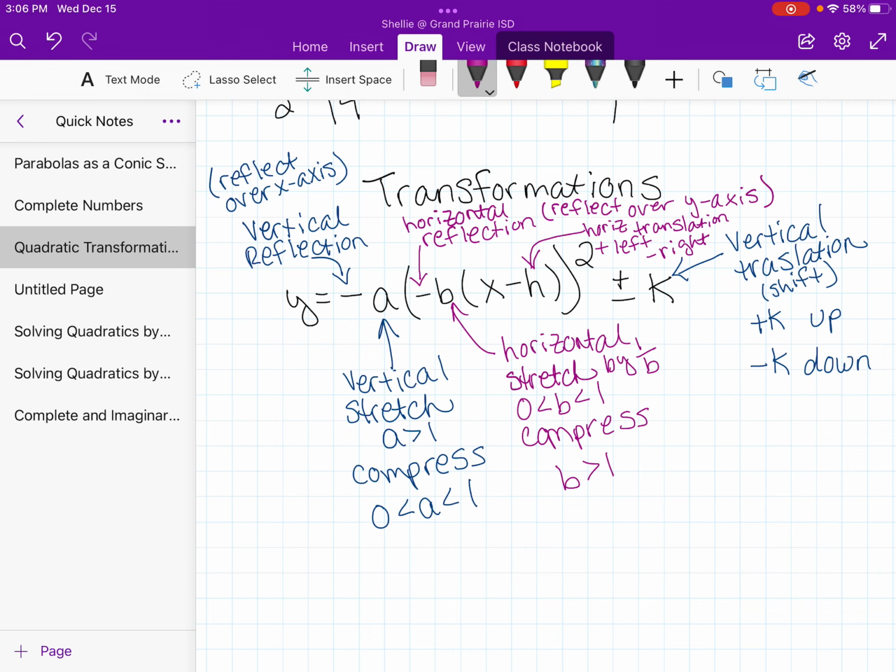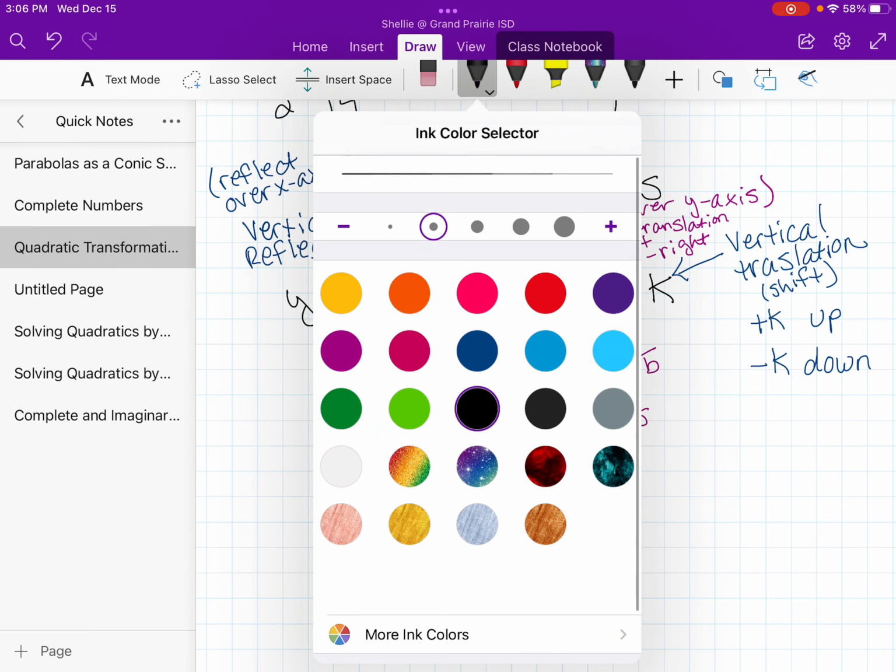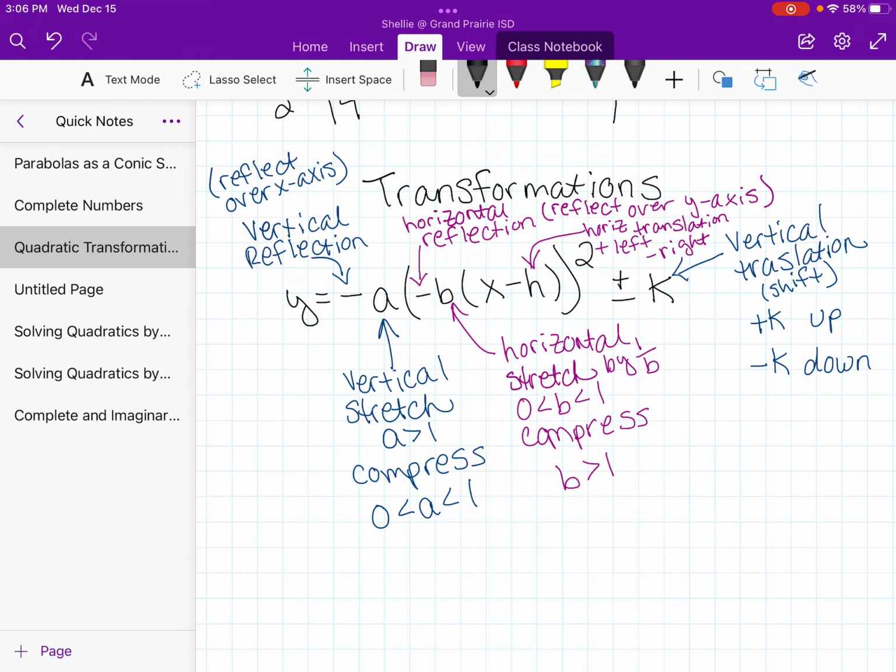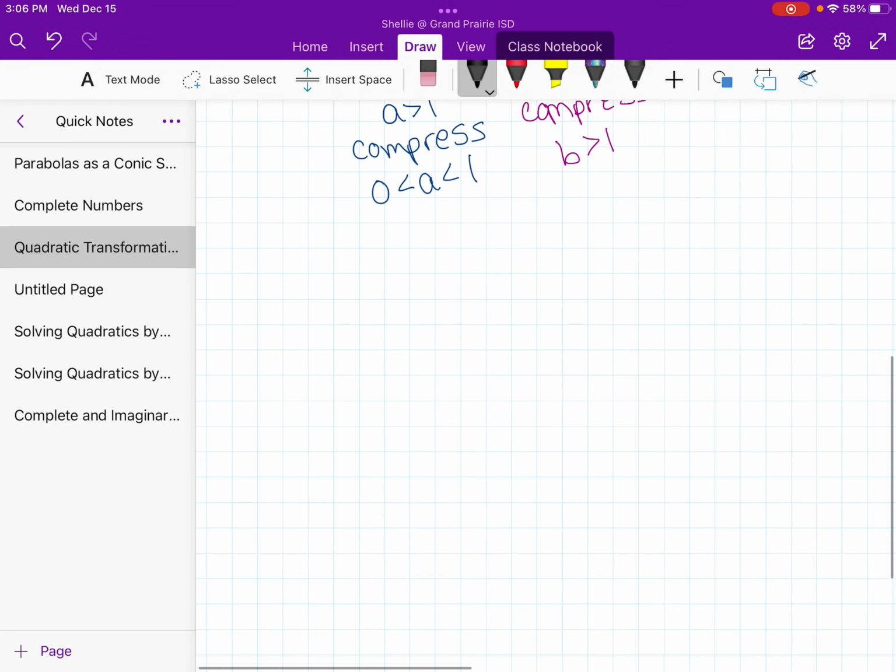You'll also see these transformations happening in function notation. Sometimes they won't write out the whole equation. They'll just give you function notation. So let me show you what that would look like. So if you just have the function notation, you're still going to see a lot of this very similar notation. You would just see it with F and X. There wouldn't actually be an equal sign or anything.